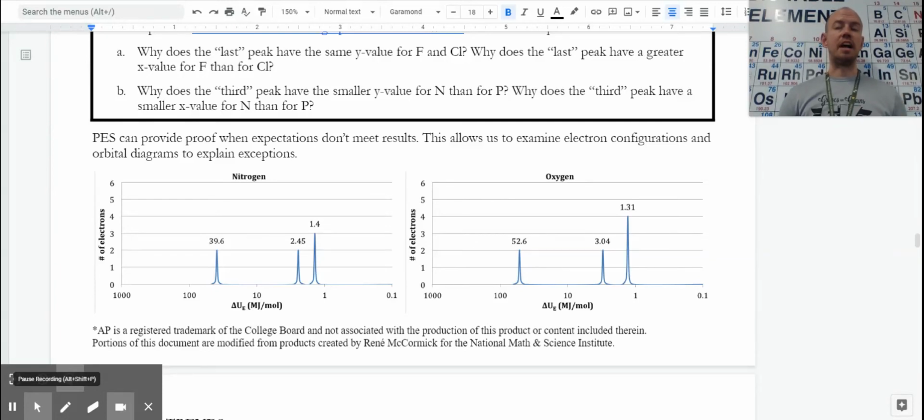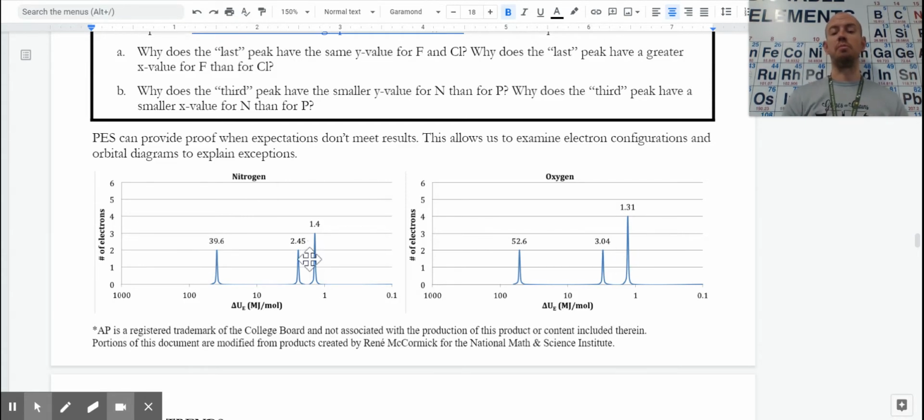PES is also a very valuable tool to look at when we're seeing results or patterns that we don't expect. Nitrogen and oxygen are in the same row on the periodic table, and we've seen that as we add more protons, we tend to have greater attraction for electrons, and that greater attraction corresponds to higher ionization energies. When we look at nitrogen compared to oxygen, right there, 52 compared to 39, a higher value, harder to remove.